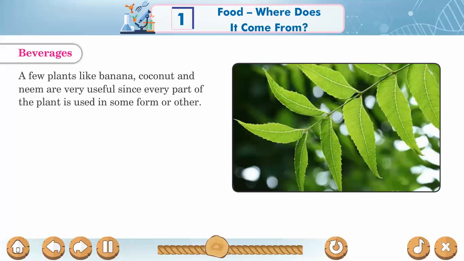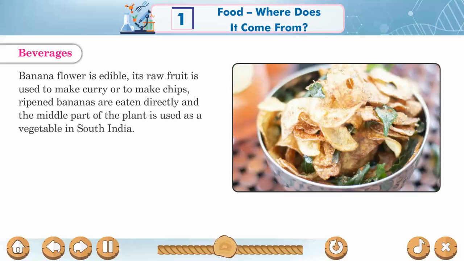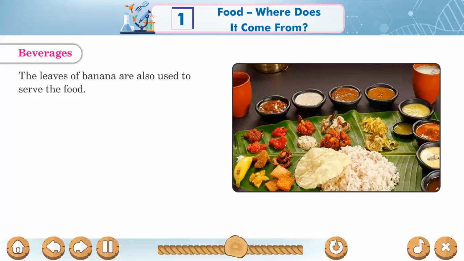Banana flower is edible. Its raw fruit is used to make curry or to make chips. Ripened bananas are eaten directly, and the middle part of the plant is used as a vegetable in South India. The leaves of banana are also used to serve the food.